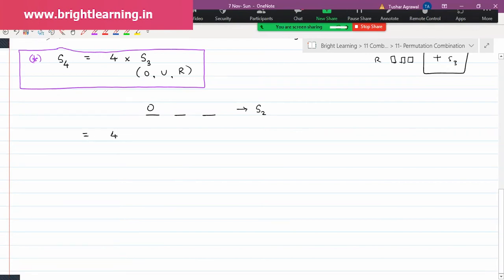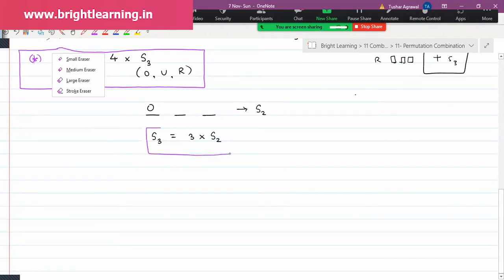So 4, it is already there. 4 multiplied by this S3. What is this S3? S3 is 3 multiplied by S2. Do you get this? So S3 will be equal to, let me just write it first, S3 will be equal to 3 multiplied by S2. Again, do you agree with me?